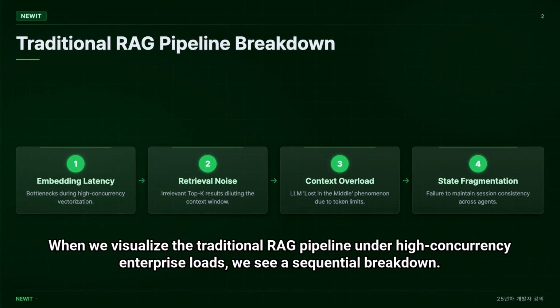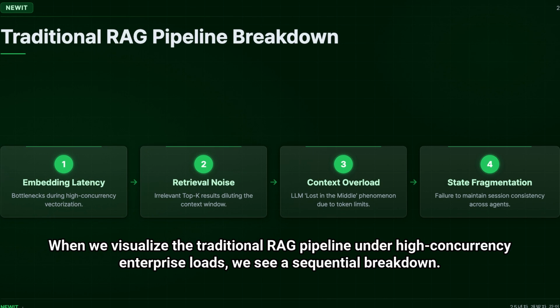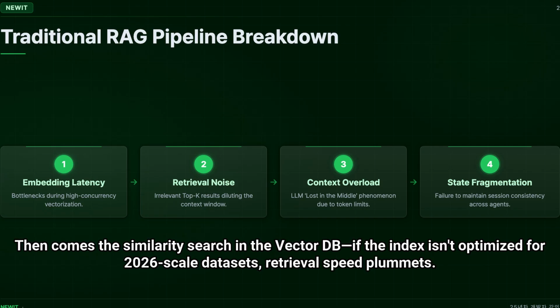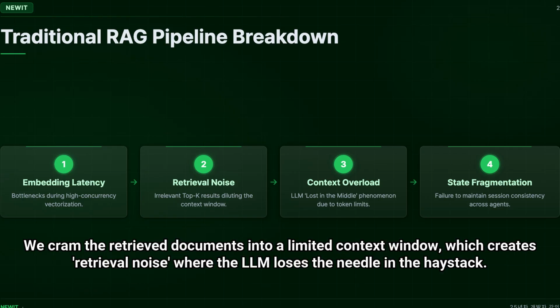When we visualize the traditional RAG pipeline under high-concurrency enterprise loads, we see a sequential breakdown. It starts with the user query being converted into an embedding, but at scale, the latency of the embedding model itself becomes a bottleneck. Then comes the similarity search in the vector DB. If the index isn't optimized for 2026 scale datasets, retrieval speed plummets, but the most significant failure occurs during the augmentation phase. We cram the retrieved documents into a limited context window, which creates retrieval noise where the LLM loses the needle in the haystack.